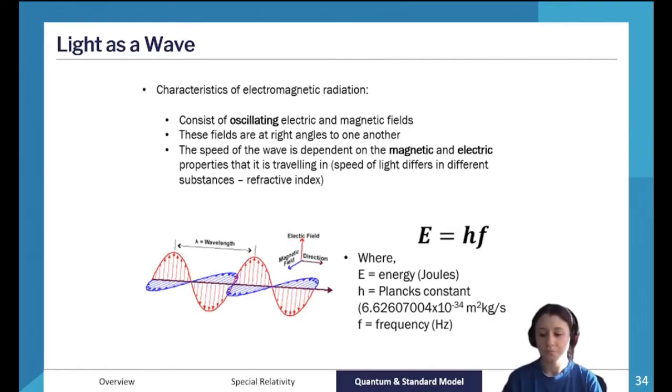So say you have electromagnetic radiation traveling through a pane of glass. Alright, that's going to slow it down. So if you have light traveling through water, that's also going to slow it down. But if you have light traveling through a vacuum, that is the fastest that it will ever be.